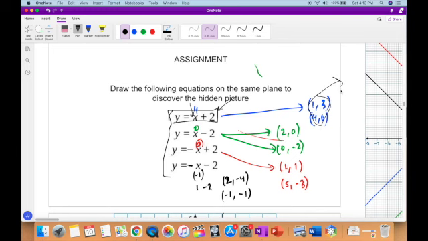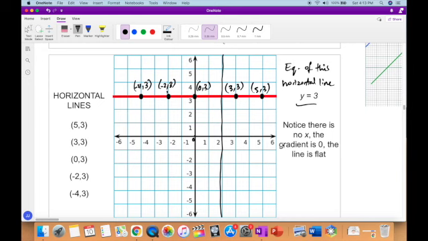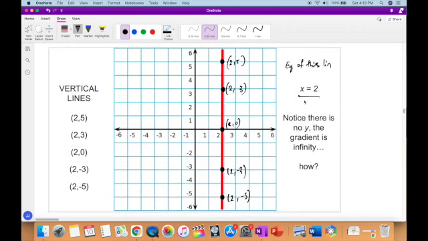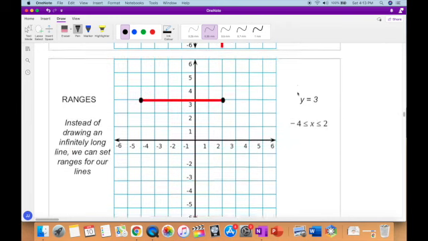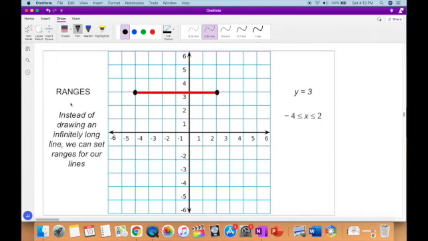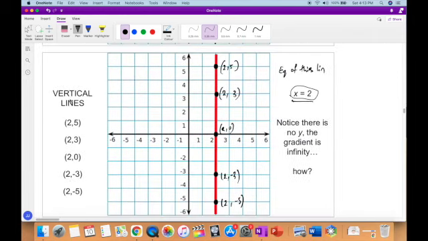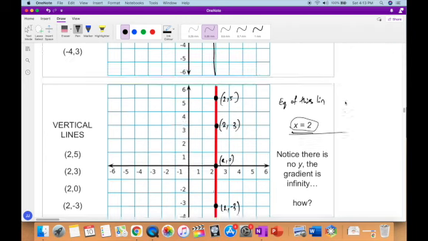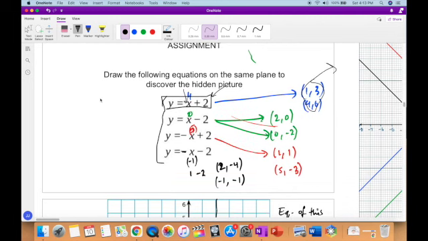Then we saw some special types of lines here. We have horizontal lines, which will always have the same y value, right? We have vertical lines, which always have the same x value. And now let's talk about ranges. You can check this out. Remember when we have the equation of a line, whether it's x is equal to 2 or one of these.